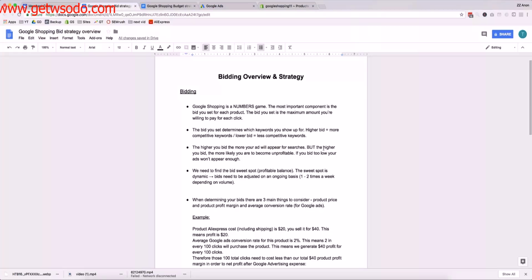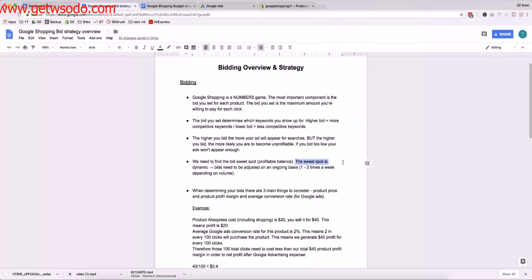But the higher you bid, the more likely you are to become unprofitable, because you're paying more for each click. If you bid too low, you can run into the problem where your ads won't appear enough or you won't be served enough, right? So it's difficult to scale. What we're ultimately trying to do for each product is find a bid sweet spot. That's a profitable balance where the bid isn't too high that it's unprofitable and isn't too low that we're not getting enough volume, right? So we're trying to find the perfect bid that allows us to maximize our profit.